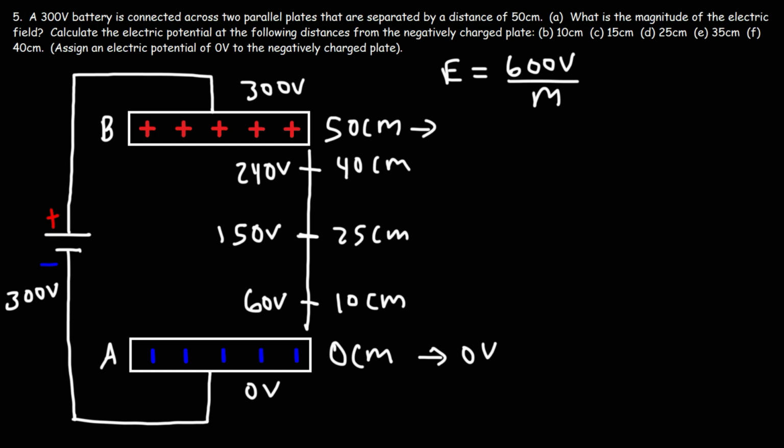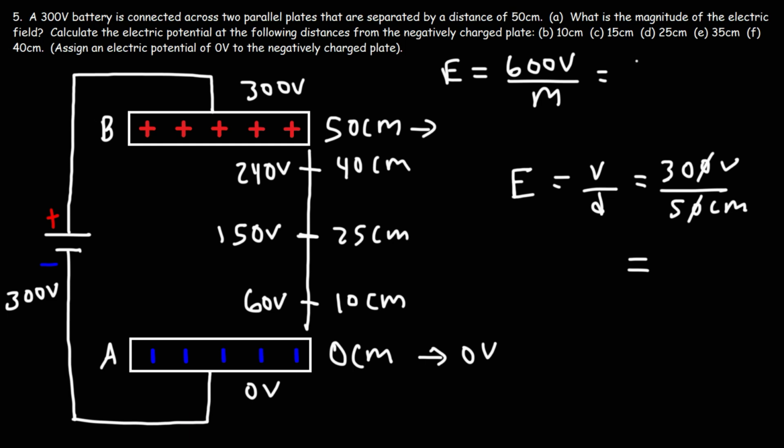There's another formula that you could use too. Let's get the electric field in volts per centimeter as opposed to volts per meter. So E is going to be V over d. The voltage is 300, and we're going to divide it by 50 centimeters. So we can cross out a 0. This becomes 30 over 5. So we get the electric field as being 6 volts per centimeter. So we could say it's 600 volts per meter or 6 volts per centimeter.